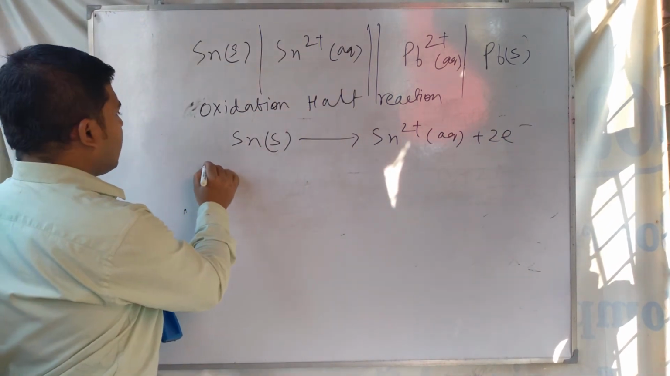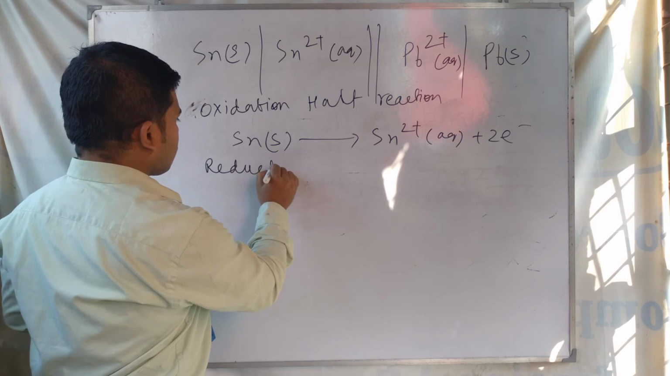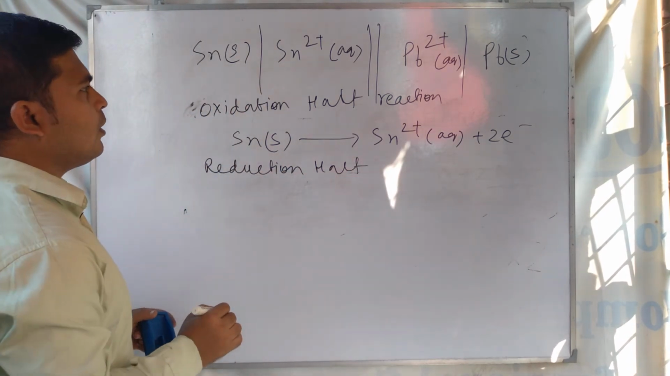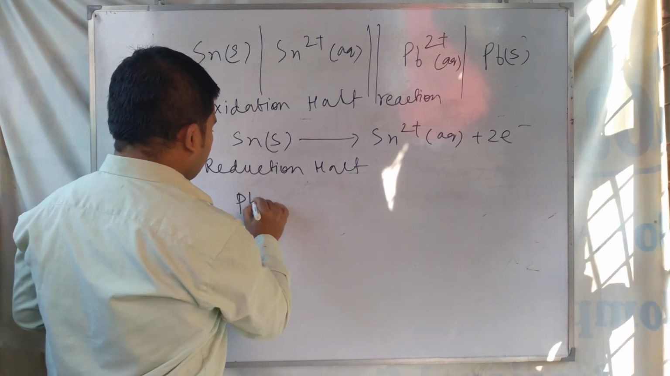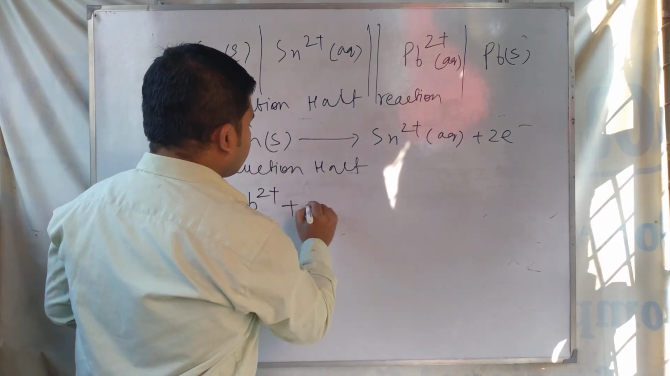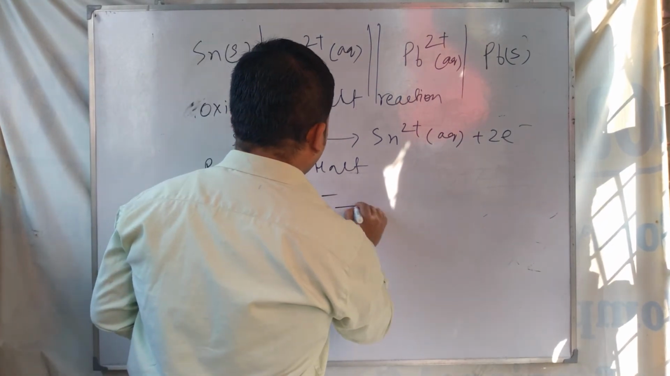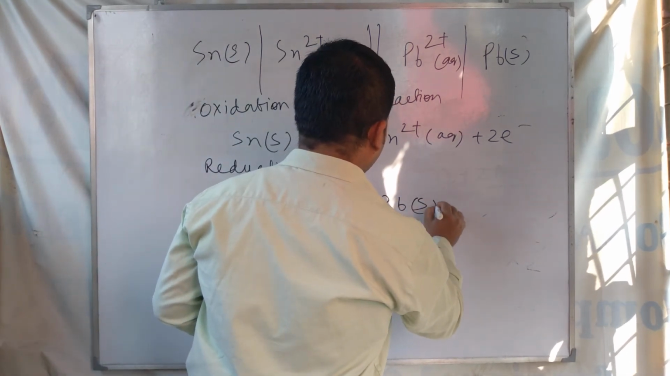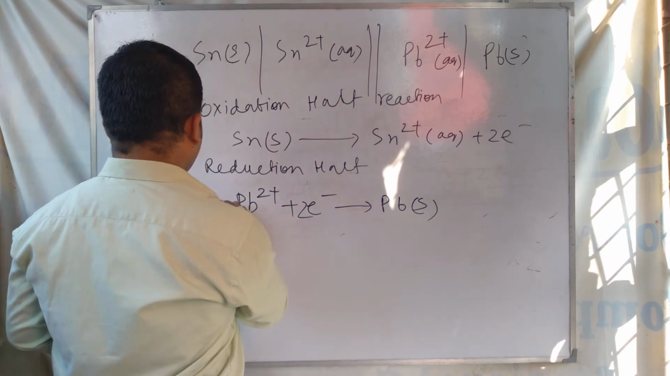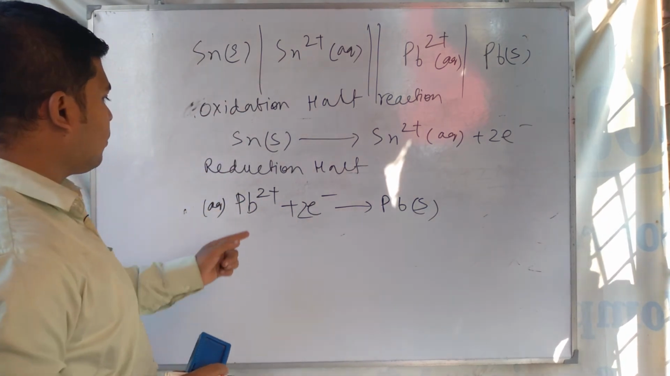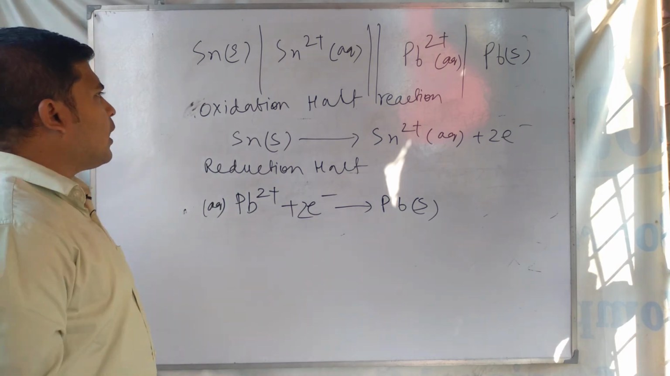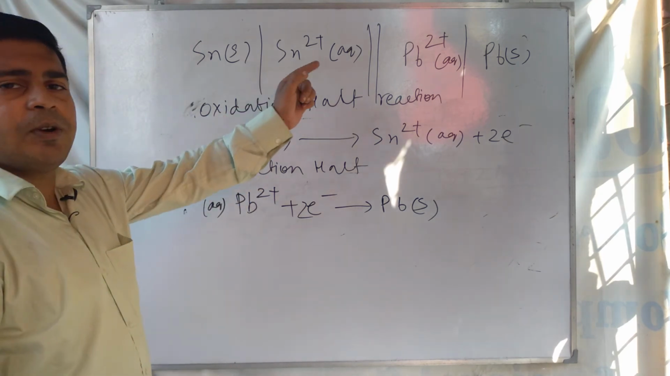and the reduction half reaction is here: reduction of lead occurs by receiving 2 electrons. Lead 2 plus aqueous plus 2 electrons, lead solid is formed. So these two are called the half cell reactions for this galvanic cell.